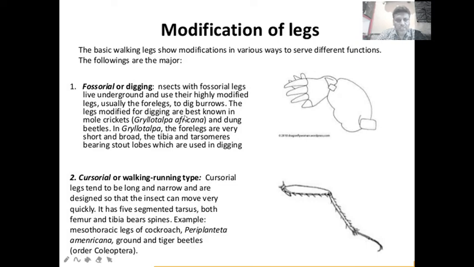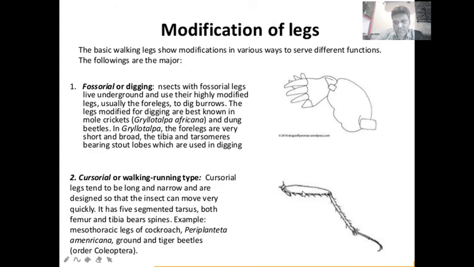The examples are cricket, Gryllotalpa, dung beetles. These are the examples in which the tibia and tarsomeres are bearing lobes which are used in digging. The second is Cursorial type. Cursorial means walking type.